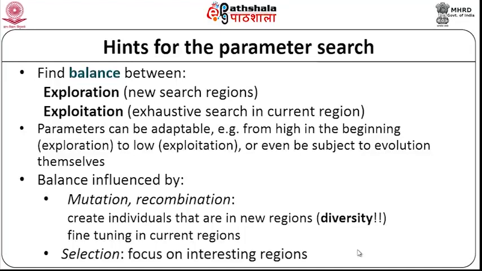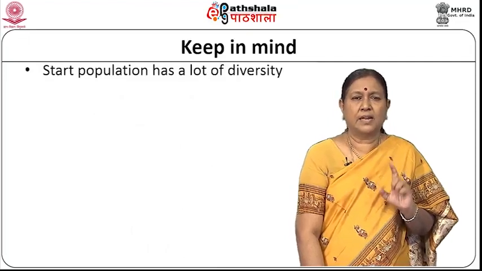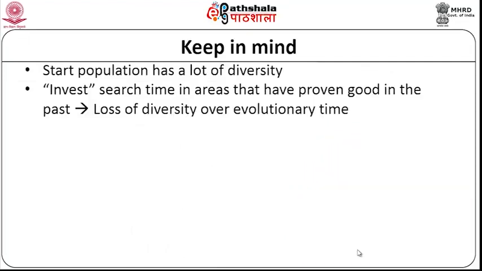Selections focus on interesting regions. The selection will, on the other hand, focus on interesting regions, and diversity is brought in by mutation and recombination. So, keep in mind: start with a population that has a lot of diversity, invest search time in areas that have proven good in the past, and there is loss of diversity over evolutionary time. So, you start with diverse, and then what you find good, you go and search in that region itself.